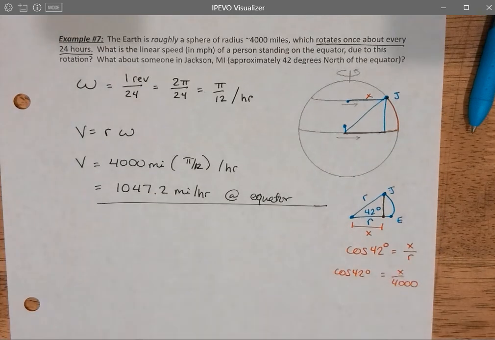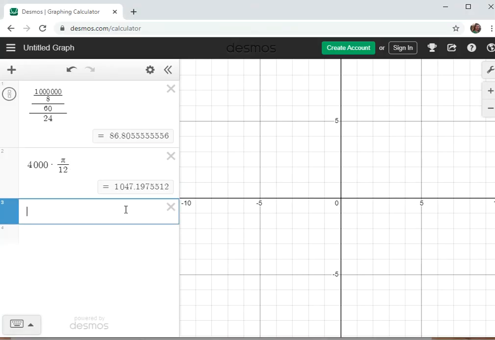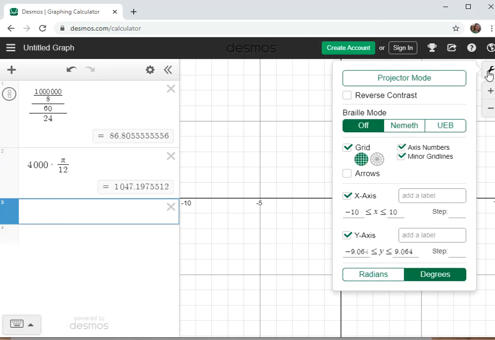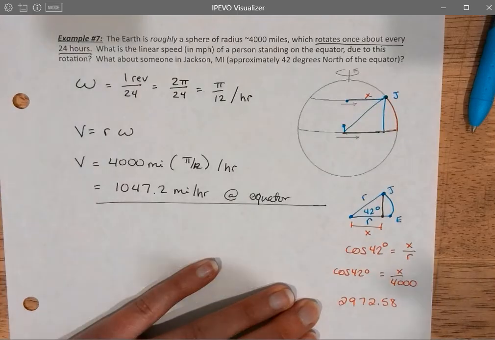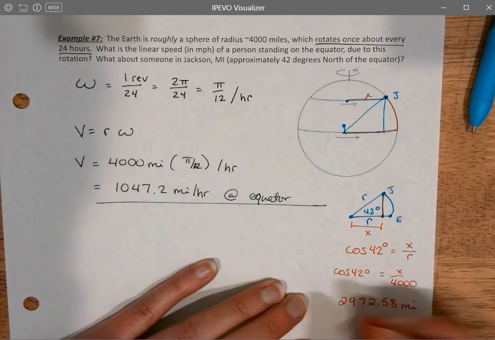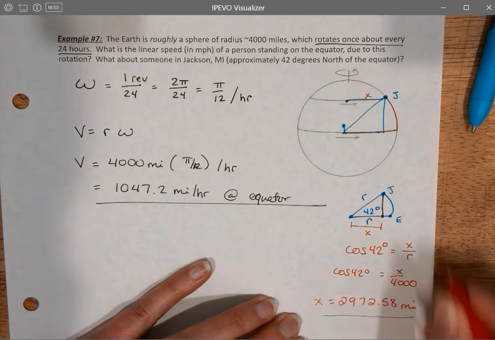So we'll do that. Okay, I'll try to remember to switch my screen back here. Let's make sure I'm in degrees. Yes. And I can multiply the cosine of 42 degrees by 4,000. And so that gives me an x value of 2,972.58. Okay, flipping my screen back. Don't forget to do that. And that's in miles. Okay, so this is the radius in Jackson.